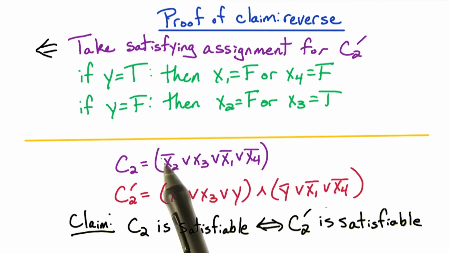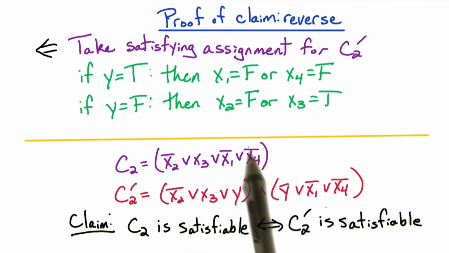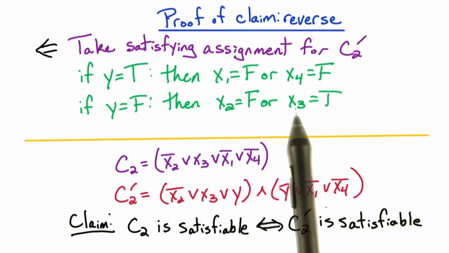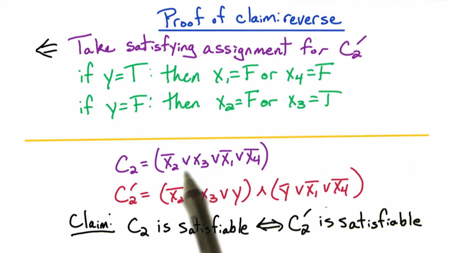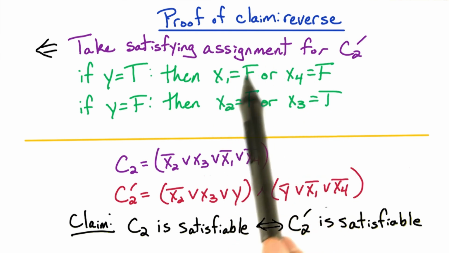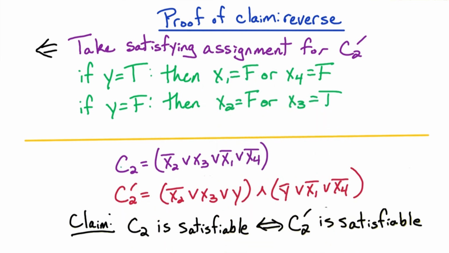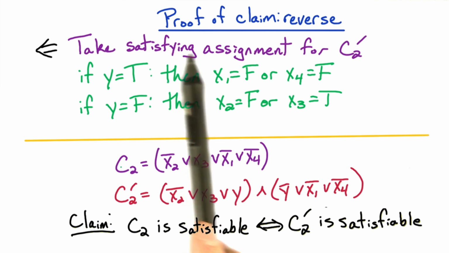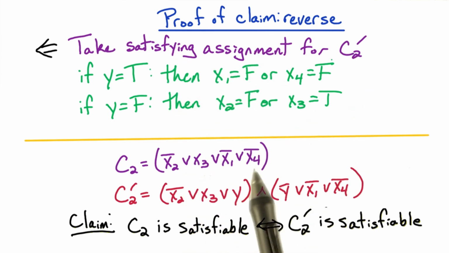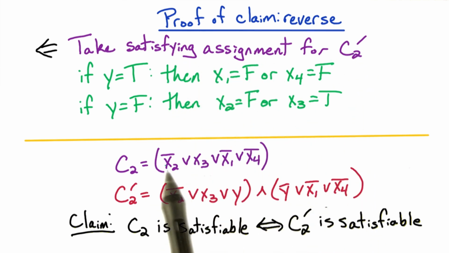Now if x2 is false, that means that this is an assignment which satisfies C2. And if x3 is true, then also this is an assignment which satisfies C2. So in any of these four cases, we have an assignment which satisfies C2. So every satisfying assignment for C2 prime, if we ignore y, is also a satisfying assignment for C2. And this establishes the reverse implication. We've done both directions, so we've shown the if and only if.